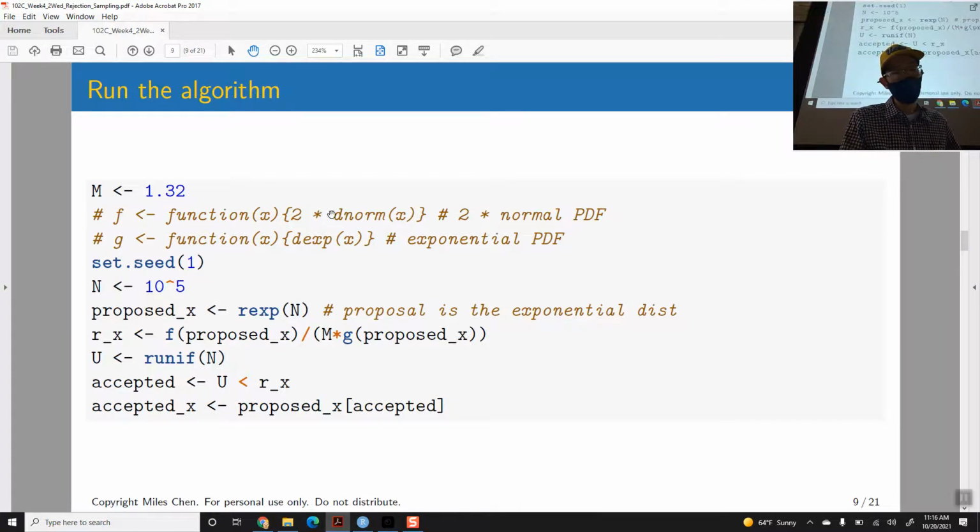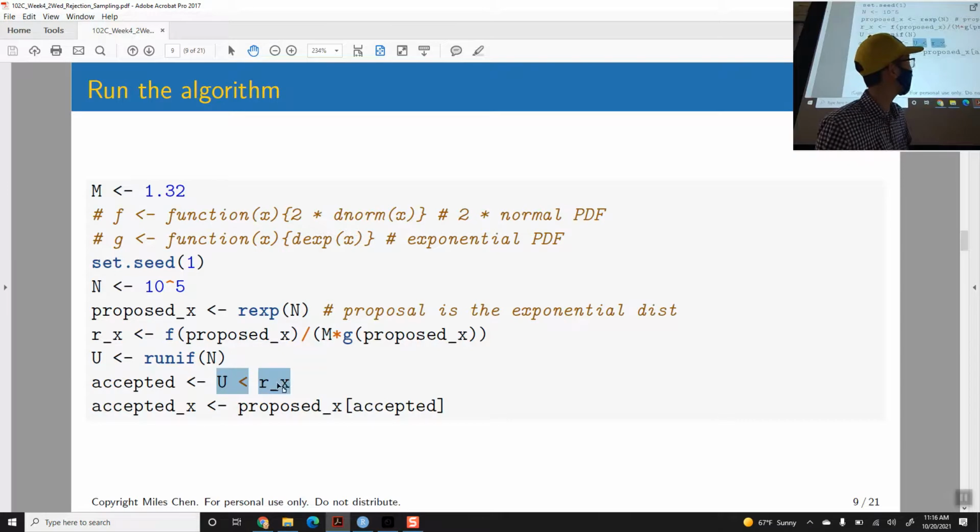And again, f is 2 times the normal distribution, its PDF, and g is the exponential PDF. So we do that. This gives me a bunch of ratios. I'm going to have 100,000 values in R of x, 100,000 ratios. I'm going to generate 100,000 random uniform values, and then I do this comparison.